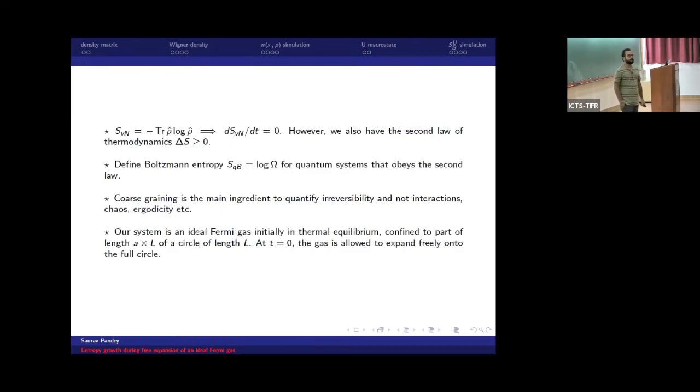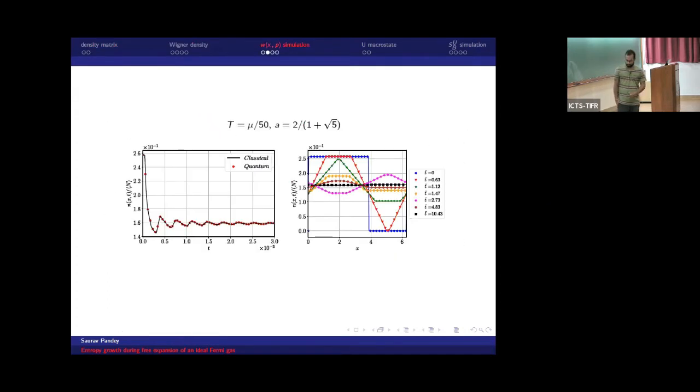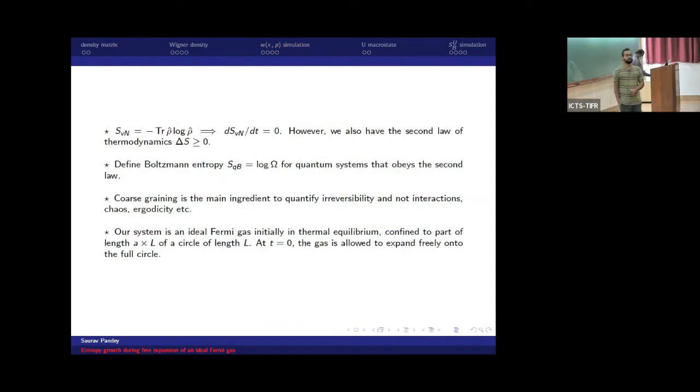So let's say you have an isolated quantum system that you describe by some density matrix rho. The commonly used definition for entropy in quantum systems is the von Neumann entropy, which is just the negative trace of rho log rho. If it's an isolated system, then the density matrix evolves unitarily, and we know very well that the von Neumann entropy does not evolve with time. But that doesn't sit well with the second law of thermodynamics, which says that for an irreversible process in an isolated system, the entropy should increase.